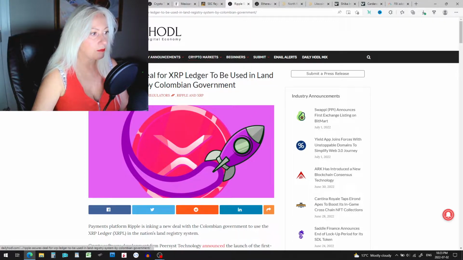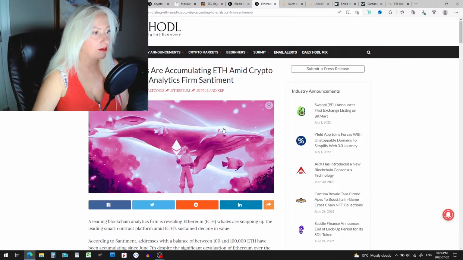Jump through this real quick. Ripple secures deal for XRP Ledger to be used in land registry systems by the Colombian government. Kind of says it all. Good. And what do we have here?